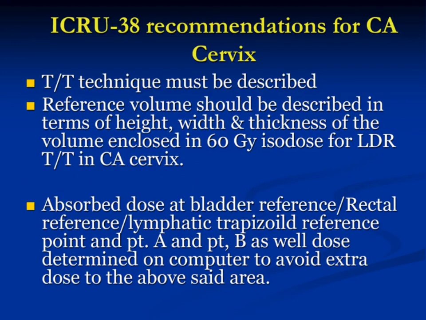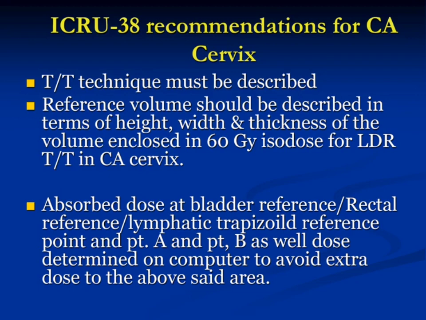Also, with this on the TPS, you can see the absorbed dose at a bladder reference point, rectal reference point, lymphatic trapezoid point, and point A and point B. Because in external beam radiotherapy for carcinoma cervix you usually give 50 gray, the leftover is 35 gray. We know we have to treat cervical cancer, in advanced stage we require 85 gray to point A.